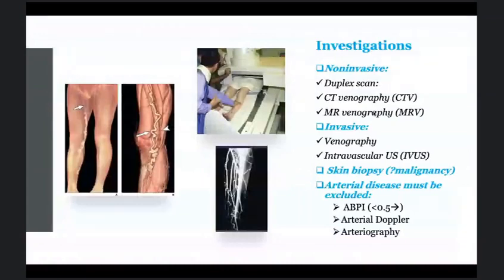What investigations must we have in case of venous ulcer? Investigation of CVI: non-invasive, duplex ultrasound, CTV, MRV, and invasive: sometimes we may need venography or intravascular ultrasound, IVUS. Skin biopsy, especially in patients with a chronic ulcer, may be needed to exclude malignancy. Arterial disease should be excluded in case of chronic venous ulcer by using ankle-brachial pressure index, arterial Doppler, and sometimes even arteriography may be needed.